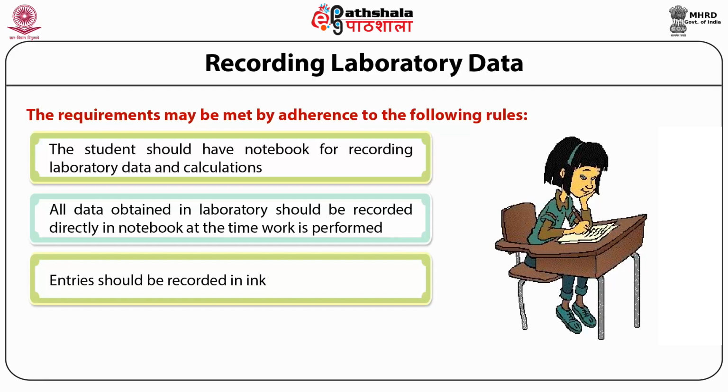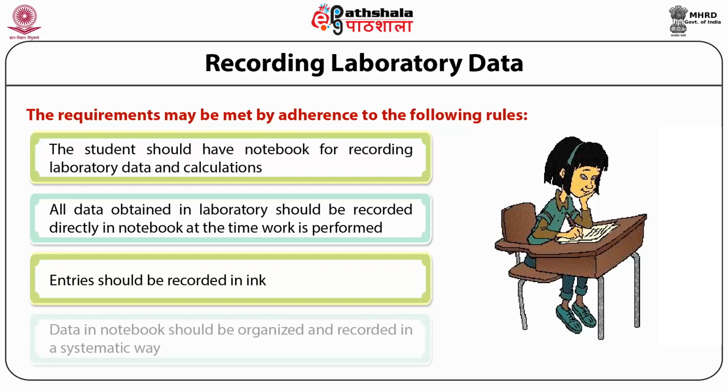Entries in the notebook should be recorded in ink. If a mistake is made and a recorded value is invalidated, it is not to be erased but is crossed out so as to be still legible. A notation as to why it has been rejected is made in the notebook.